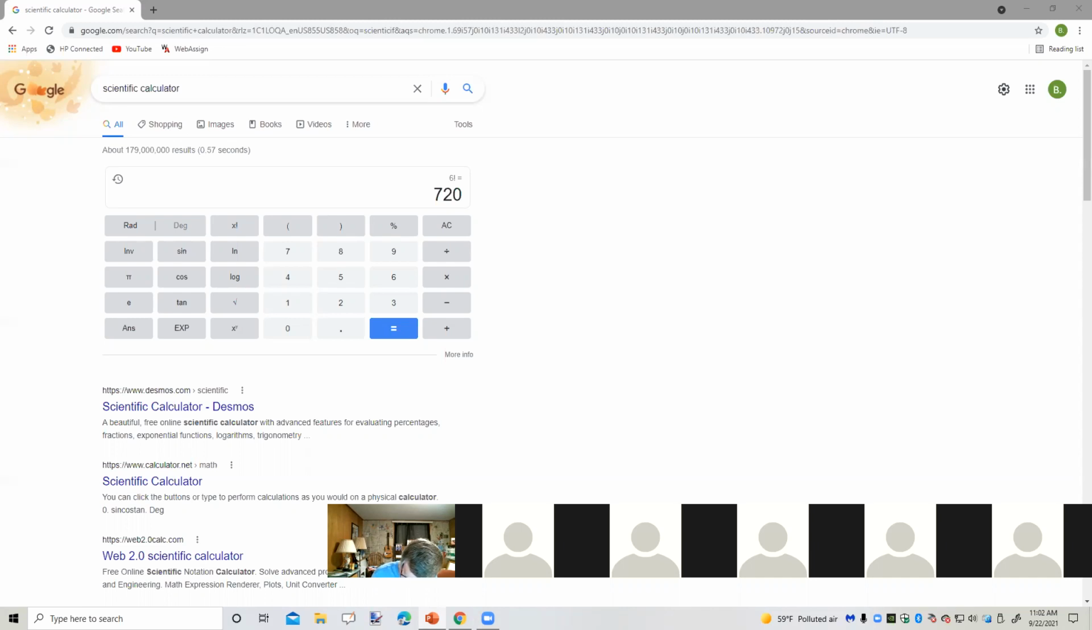2 factorial times 3 factorial. Well, 2 factorial is 2 times 1, and 3 factorial is 3 times 2 times 1. Okay. 2 times 1 is 2. 3 times 2 is 6, times 1 is 6.